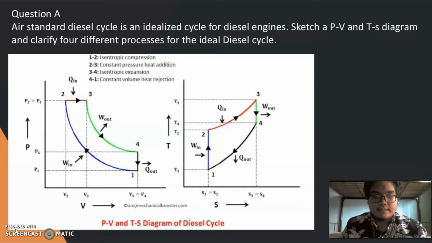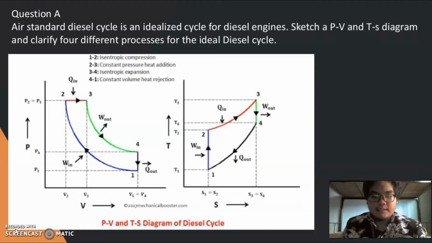Then, the third process is isentropic expansion. In this process, after heat addition, the expansion of air takes place isentropically and work is obtained from the system. The piston moves downward during this process and reaches bottom dead center. The pressure falls from P3 to P4. Volume increases from V3 to V4. The temperature falls from T3 to T4 and entropy remains constant, S3 equal to S4.